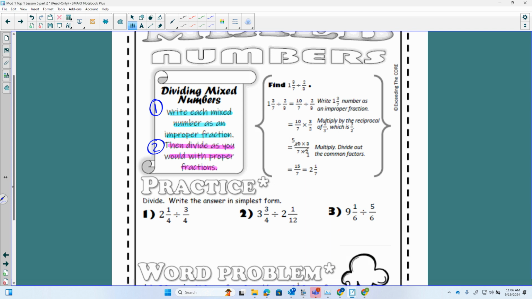So we've got another example. If I have 1 3/7 divided by 2/3, our first step is we need to take our mixed number and make it an improper fraction. So you remember how we do that.